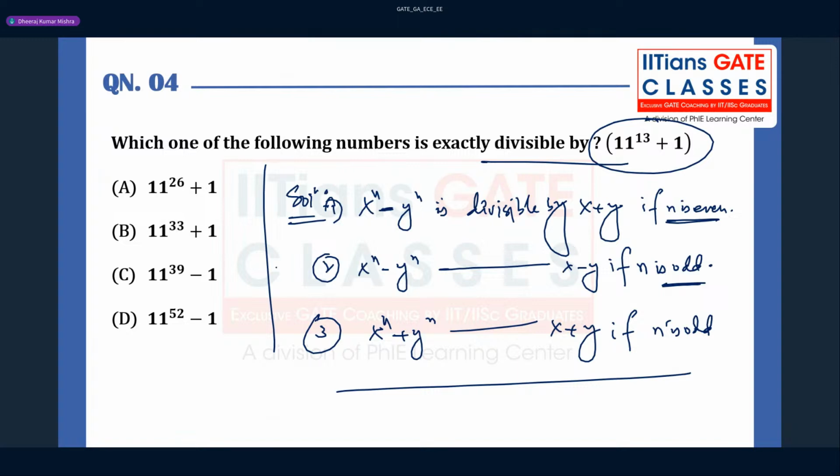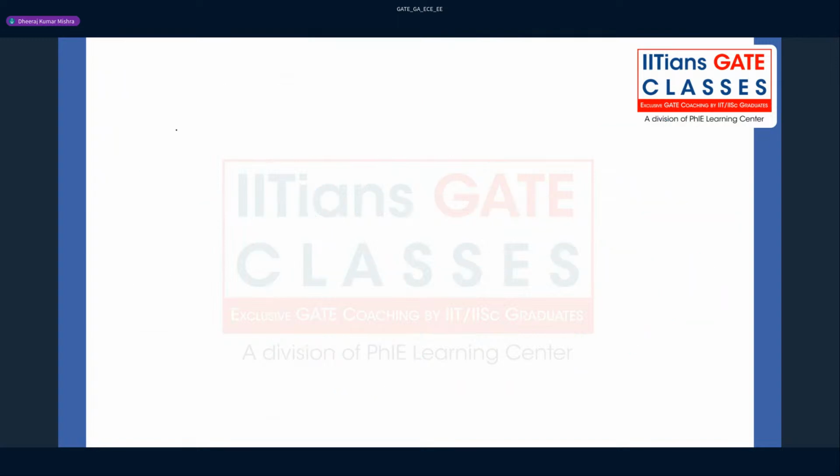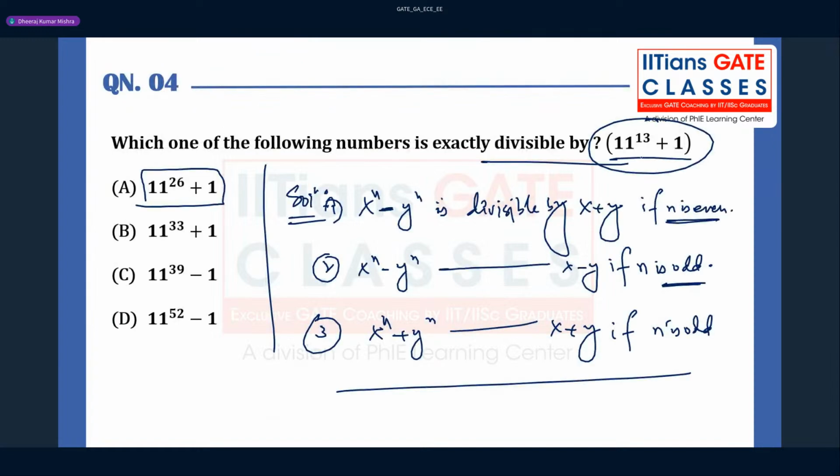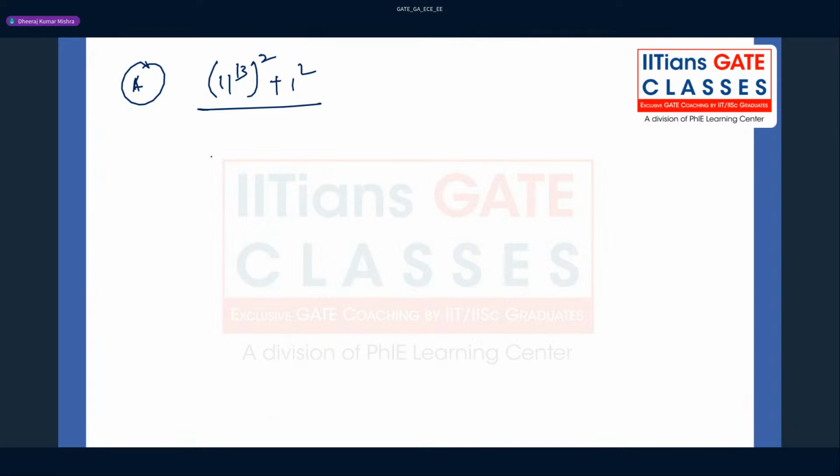So let us take option 1 first, okay, option 1. Option 1 says, guys, this is nothing but 11 to the power 26, so you can write this as 11 to the power 13 whole square minus 1 square, upon the number we are dividing with, x plus y, okay, sorry, I should write 1. These are very important concepts that you have to remember, right? This is option 1. So what is the statement that I have given you?